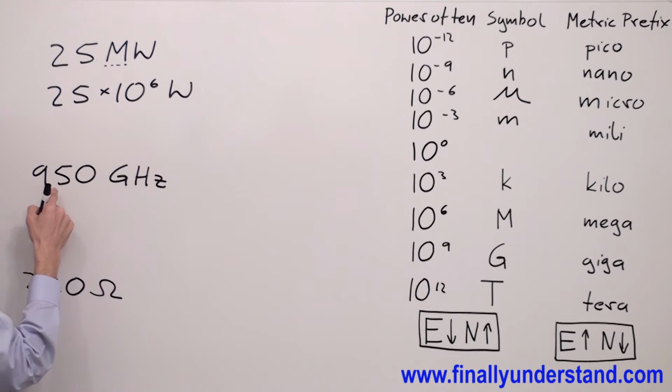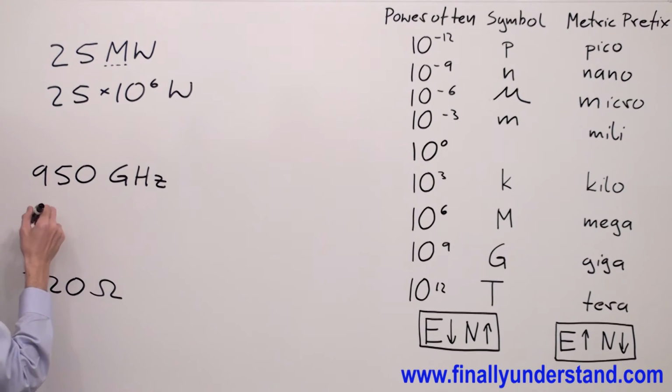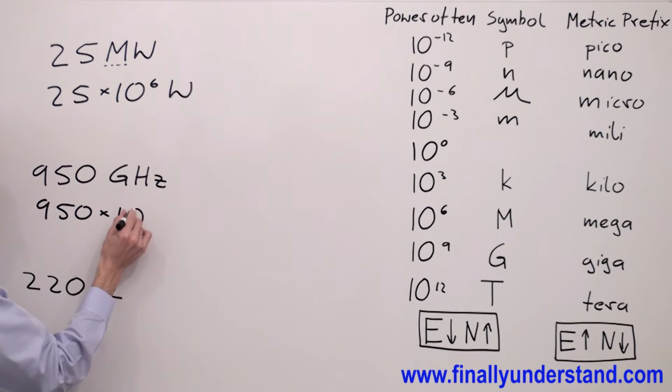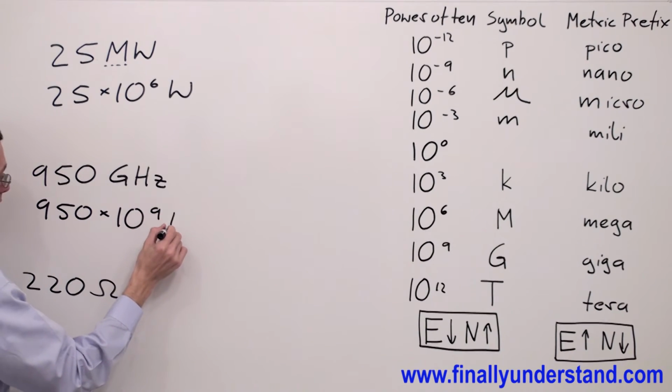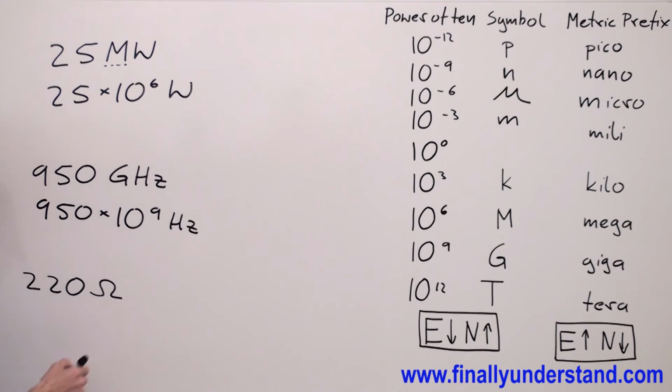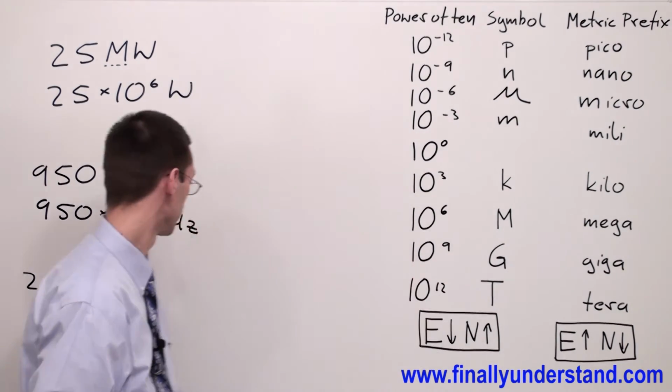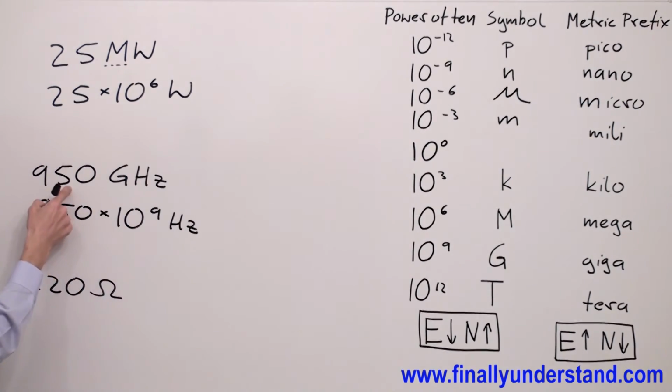Now I have to rewrite this problem as a number with power of 10. So I'm going to have 950 times 10 to 9 hertz, because G represents 10 to the 9th power. And this is the solution to this problem.